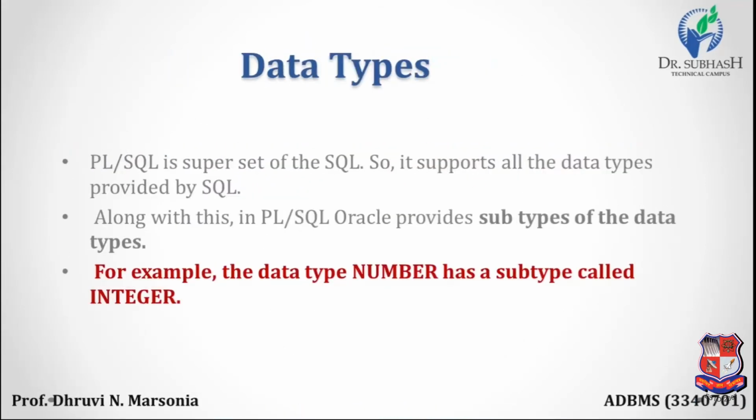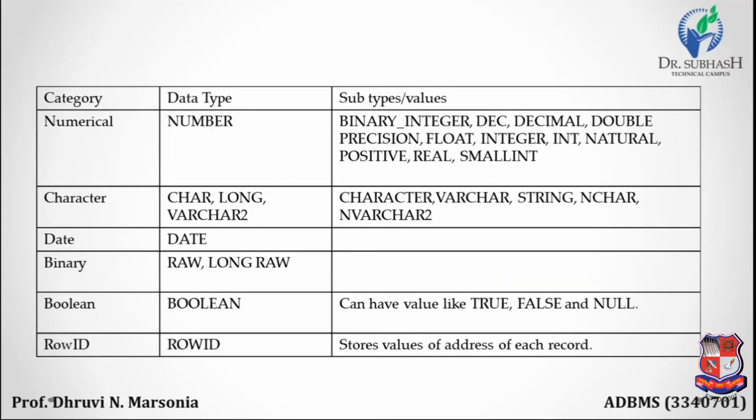Now data types. Here we have already seen that PLSQL is a superset of SQL. So PLSQL supports all the data types which are supported by SQL, plus some extra added data types which are supported by PLSQL. Along with PLSQL, Oracle provides subtypes of data types. For example, the data type number has the sub data type called integer. Let's see one table with the category, data type and sub data type.